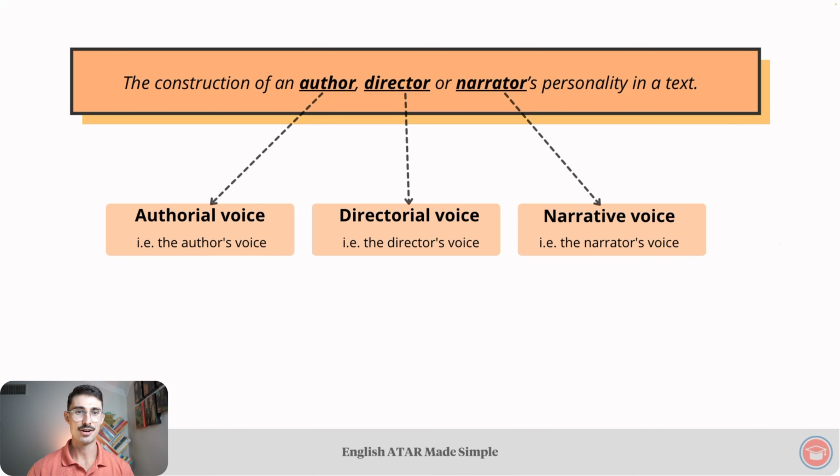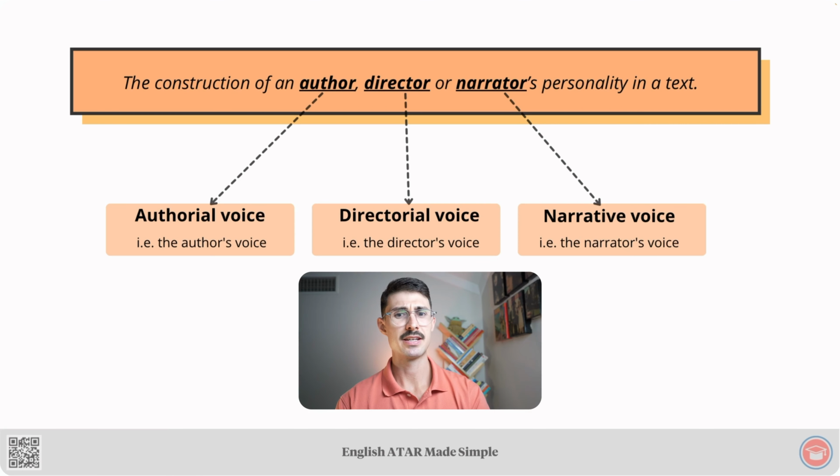Nah, just joking. Our third and final type of voice, as we know by this stage, is narrative voice, and that just refers to the narrator's voice. I just realized I've been saying narratorial voice over the last few minutes. Ignore that. Narrative voice is much easier, and it is the right term to use.